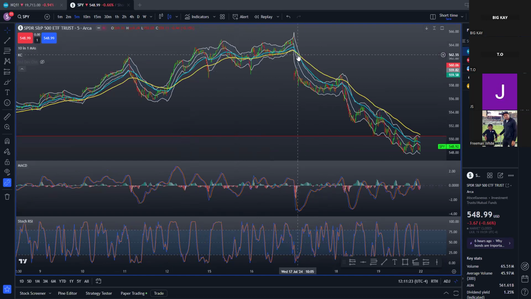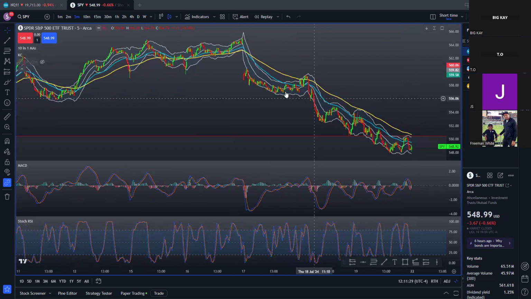Like this one happened on Wednesday. The 50 is still under the 100 two days later. So now all you had to do is wait on this 5 minute. Just wait for it to get to the top.